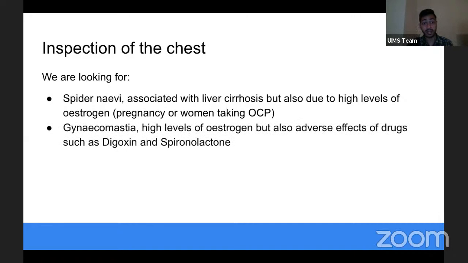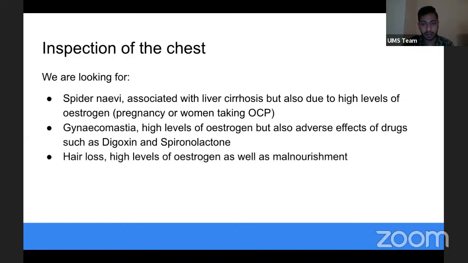Next thing, gynecomastia. So what is gynecomastia? Gynecomastia is enlargement of the male breast tissue, which is once again caused by high levels of estrogen, but it can also be caused by side effects of drugs. The types of drugs that we're talking about here are digoxin and spironolactone, which is a diuretic. Another thing is hair loss. I think we've all gathered now that hair loss can be caused by malnutrition, but it can also be due to high levels of estrogen as well.